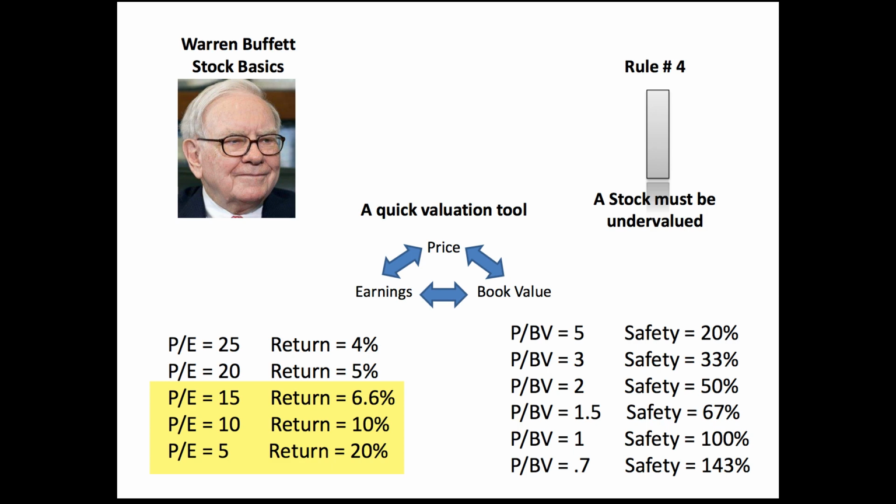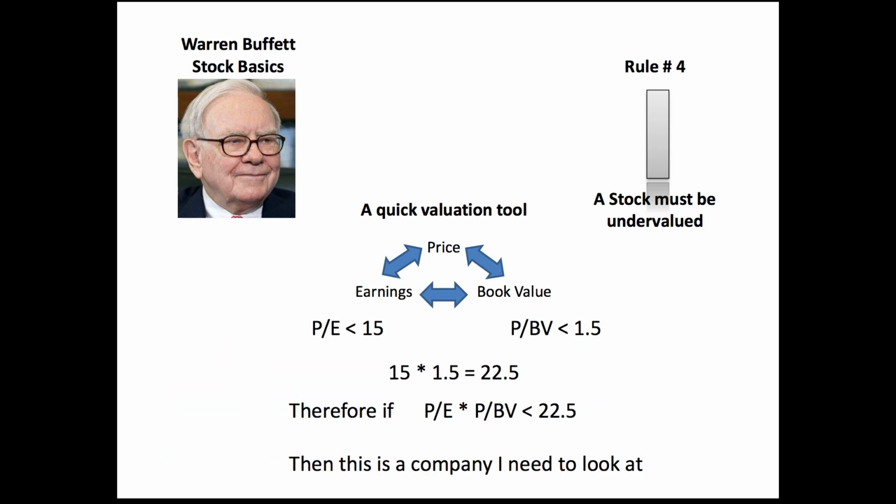Then over on the price to book, which is our safety net, he would try to always find a company that had a price to book that was lower than 1.5, because you can see that's where all your safety was. So him and Benjamin Graham came up with a great idea: if we're always trying to find a company that has a PE below 15, and a price to book below 1.5, why don't we just take those two numbers and multiply them together? If we multiply the 15 times the 1.5, that equals 22.5.